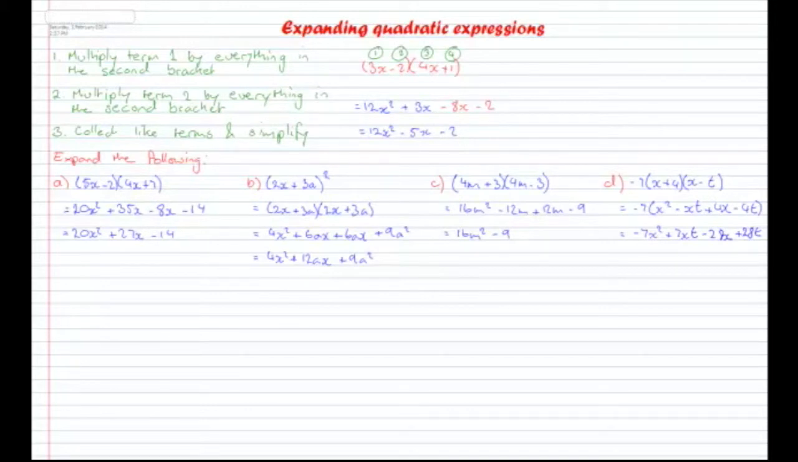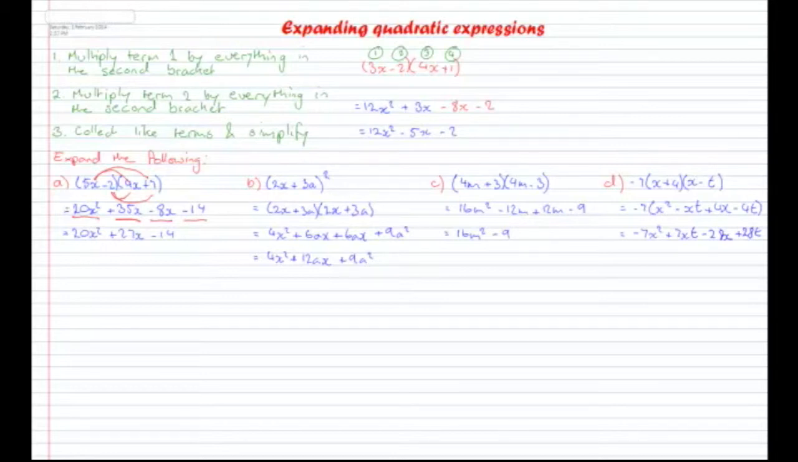Right, so expanding this, the first term gets us 5x times 4x, gets us 20x squared. 5x times 7 gets us 35x. Negative 2 times 4x gets us negative 8x. And negative 2 times 7 is negative 14. Combining the middle two terms now, you get 35x minus 8x, of course, is 27x. So that gets you 20x squared plus 27x minus 14.